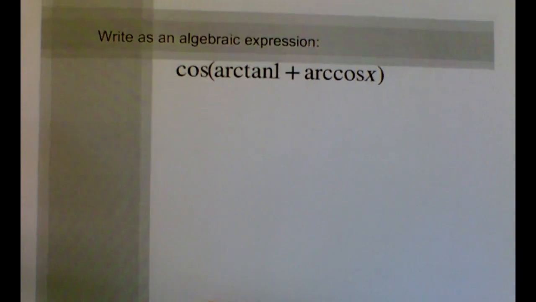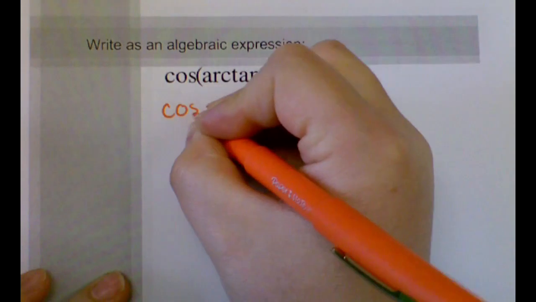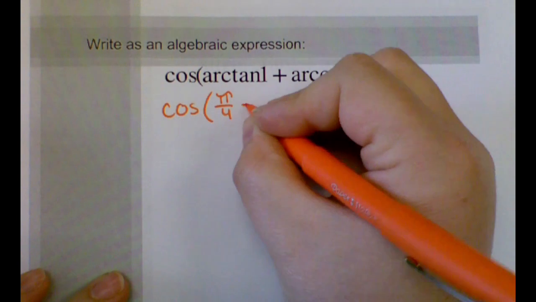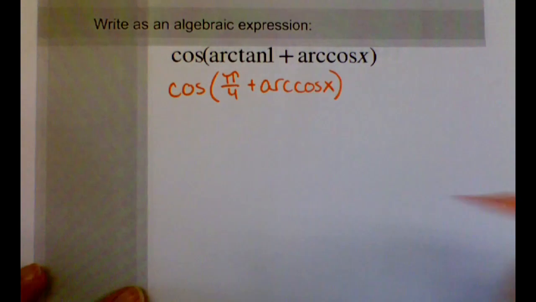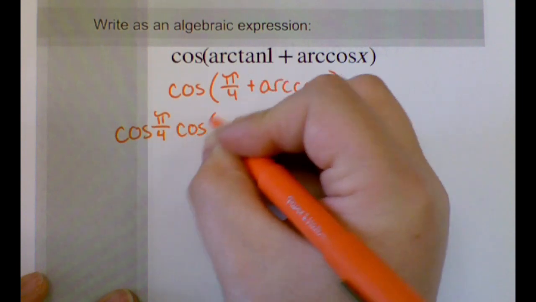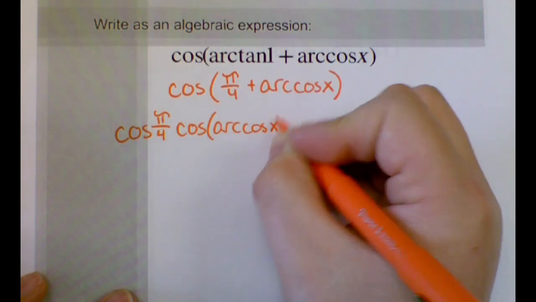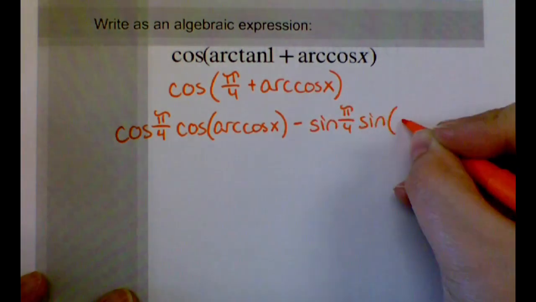All right, now we're going to write it as an algebraic expression. So for this one, we know the arctangent of 1. Arctangent of 1 is pi over 4. So we have the cosine of pi over 4 plus arc cosine of x. Now I can rewrite this. It's a sum, so I go cosine of the first times cosine of the second minus sine of the first times sine of the second.